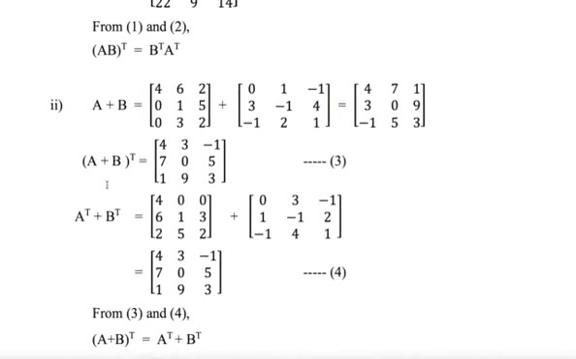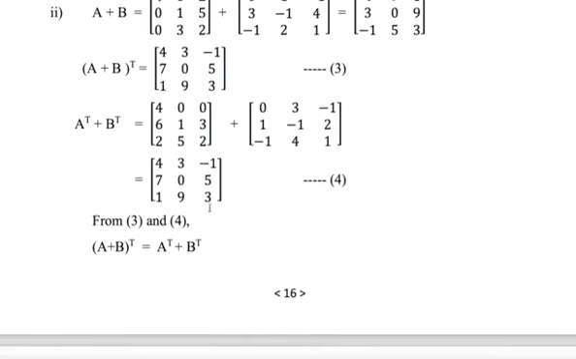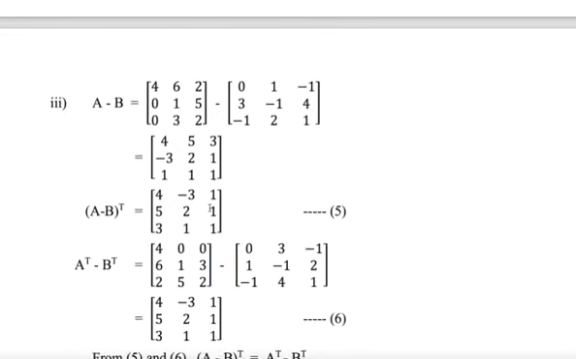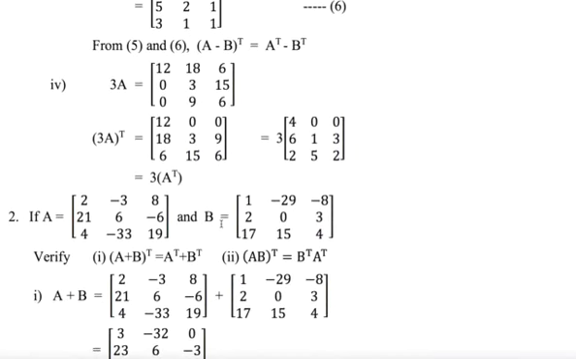So A plus B is this. A plus B transpose is this. A transpose plus B transpose is this. So A plus B whole transpose equals A transpose plus B transpose. A minus B is this. A minus B transpose is this. A transpose minus B transpose is this. Both are equal. 3A is this. 3 into A transpose is this. 3A whole transpose is this, and nothing but 3 into A transpose.